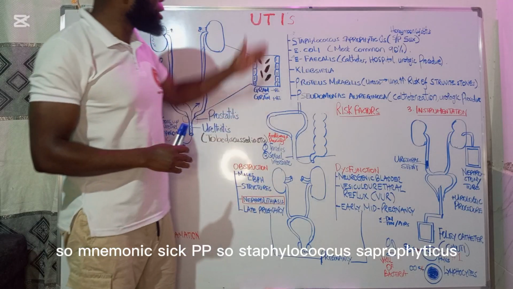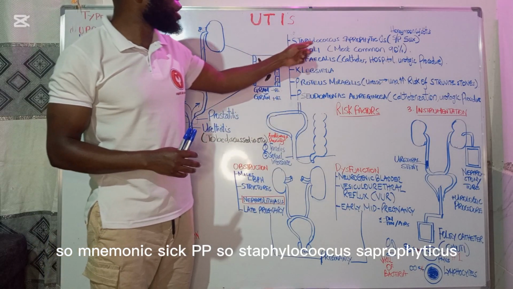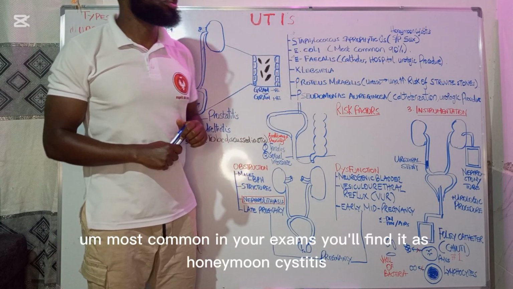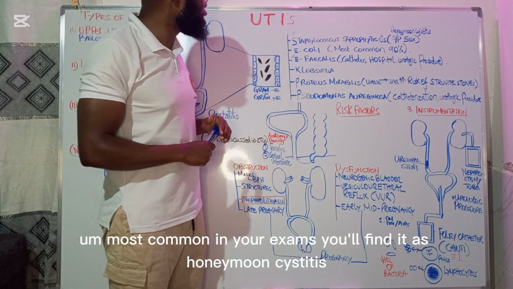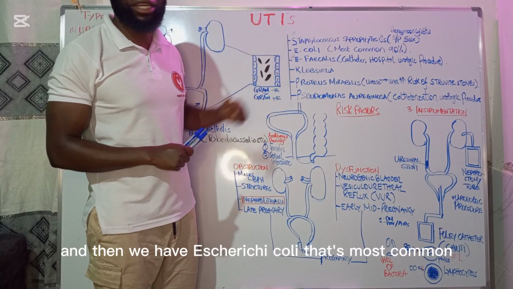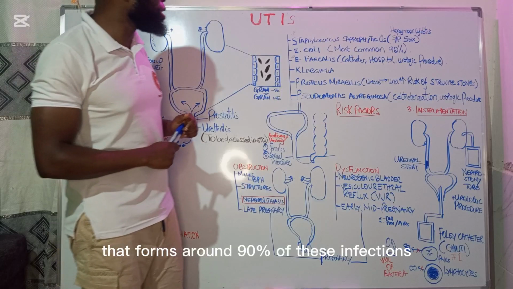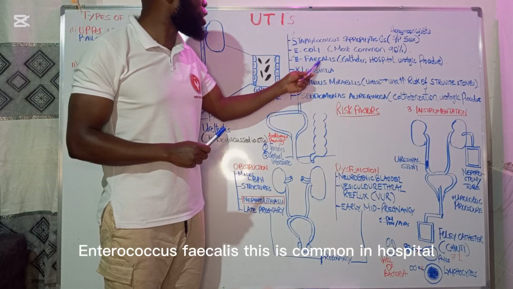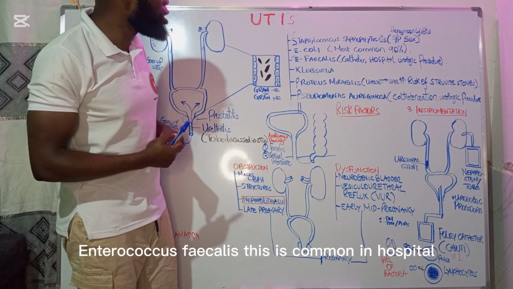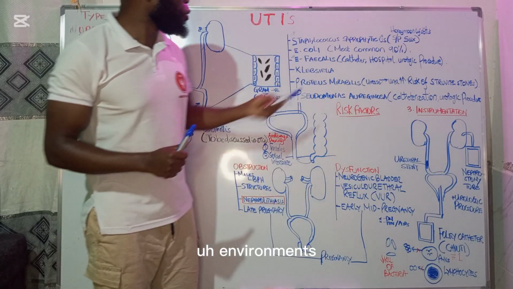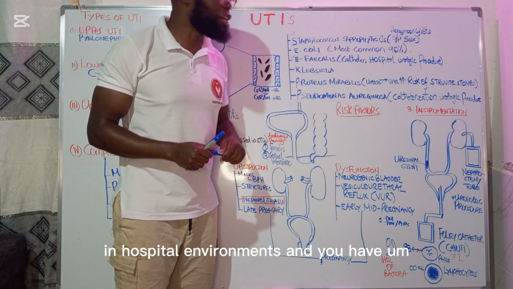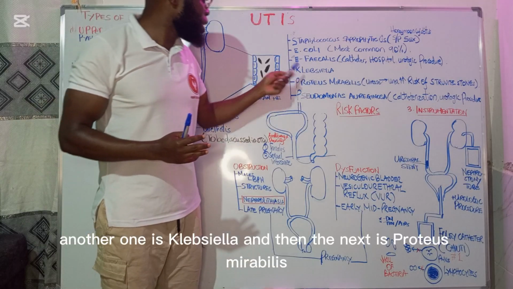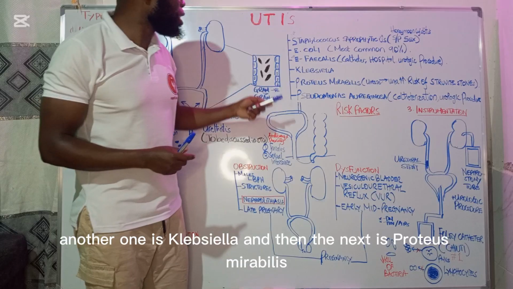So, mnemonic, sick PP. Staphylococcus saprophyticus, you say that is common status post sex. Most commonly in the exams, you'll find it as honeymoon cystitis. And then we have Escherichia coli, that's most common, and forms around 90% of these infections. We also have another one that is Enterococcus faecalis. This is common in nosocomial environments, whether there's a catheter in situ, in hospital environments, and you have a urologic procedure. Another one is Klebsiella, and then the next is Proteus mirabilis.